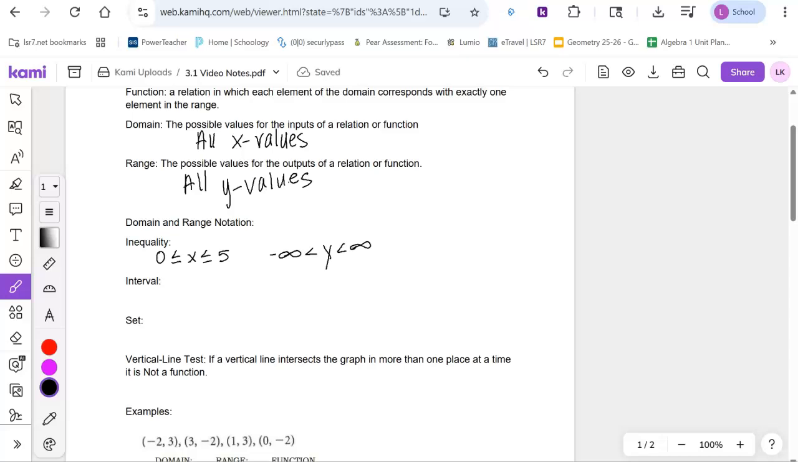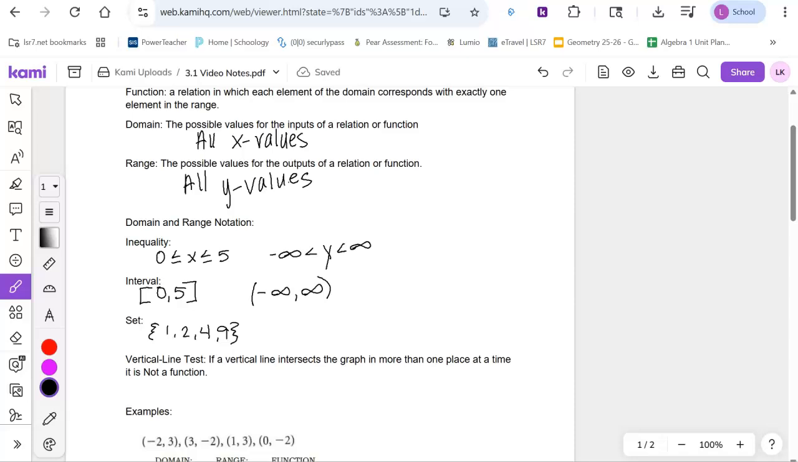Interval notation is the same thing. It's dealing with parentheses. So, for example, 0 less than or equal to x less than or equal to 5, you would write that as a hard bracket, 0, 5, and another hard bracket because the 0 and 5 are included. If I'm going to write the range as negative infinity to infinity, it would be a parenthesis, negative infinity, comma, infinity, parenthesis. Now the set would just simply be the set of numbers. So 1, 2, 4, 9, whatever the set may be.